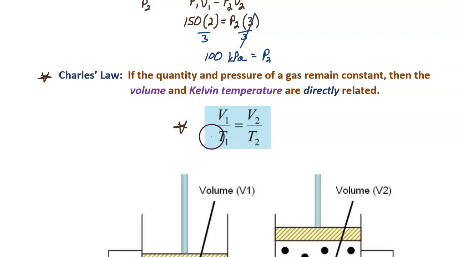Here's the math formula for Charles' Law. V1 is volume number 1. What's the volume you have to begin with? T1 is temperature number 1. And it has to be a temperature in Kelvin. It cannot be Celsius. V2 is volume number 2, and T2 is temperature number 2.